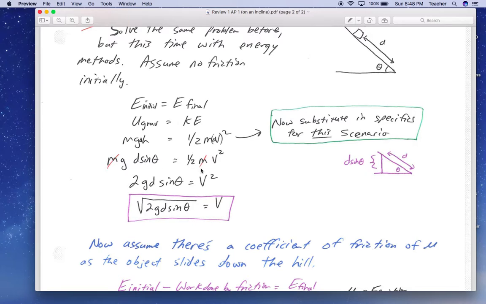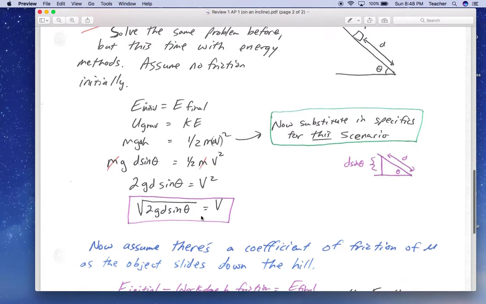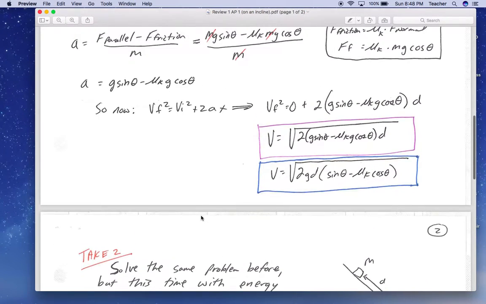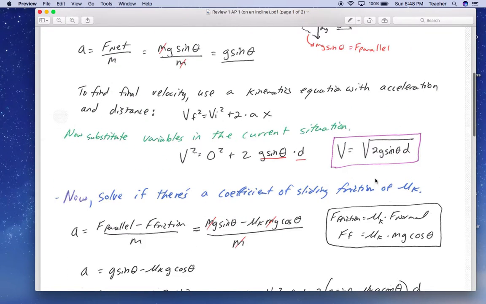In this case, I'm going to have 1/2 m v squared. Once again, the mass cancels out. Lo and behold, I get the exact same answer I had on the previous page. v equals radical 2 g d sine theta. Again, going back, that's what I had.